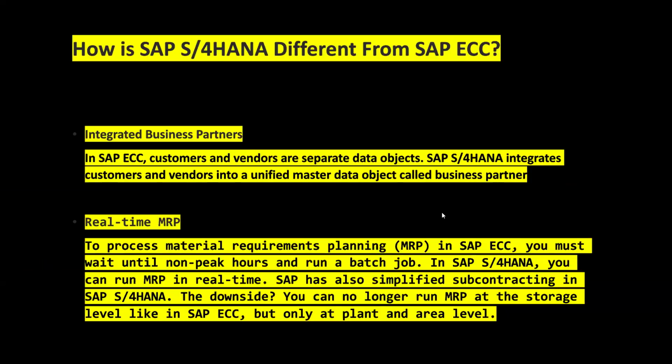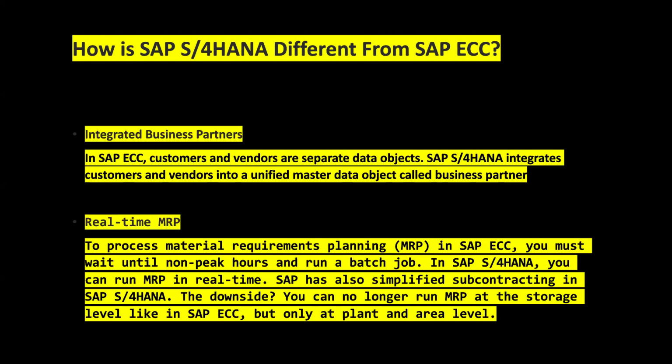And we have also noticed that for the business partners, in the previous ECC system, the customers and vendors are separate data objects. But in S4 HANA, it has now been integrated, whereby you can have different BP roles for customers, for vendors, into a unified master data option called business partner.